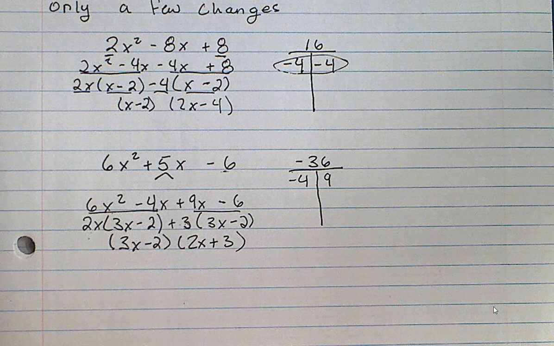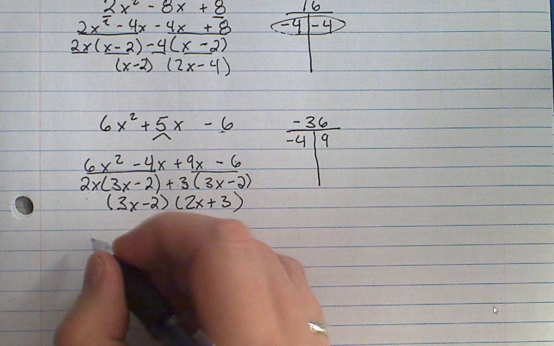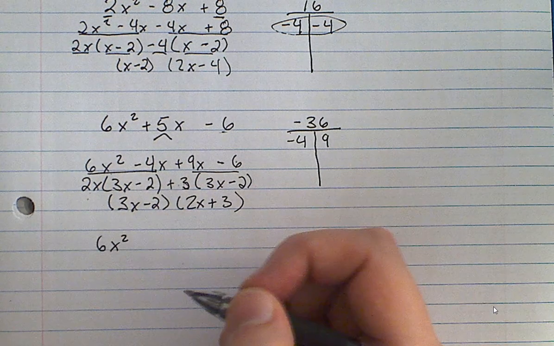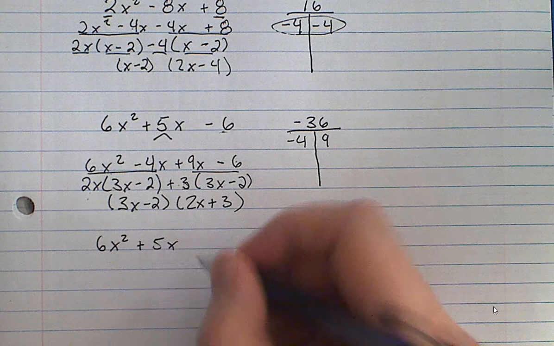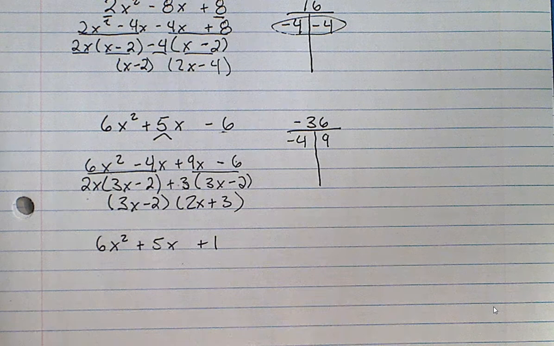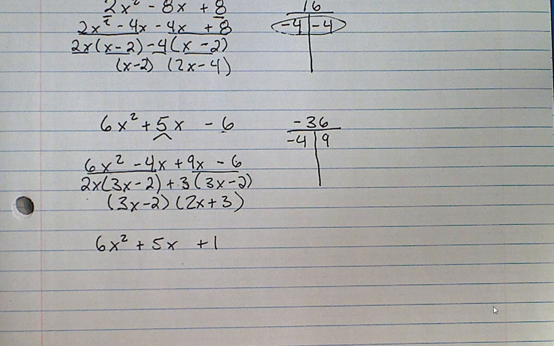Okay. So let's try another one here. This one I'm going to have you guys try on your own. So we're going to do 6x squared plus 5x plus 1. So this is very similar to the last one, but it's only slightly different. So go ahead and give it a try. When you think you have it, raise your hand. I'll come and check.